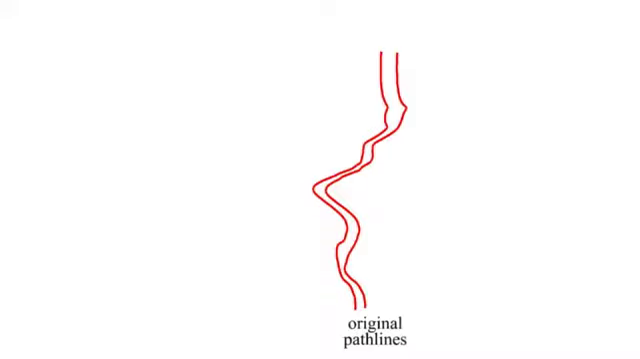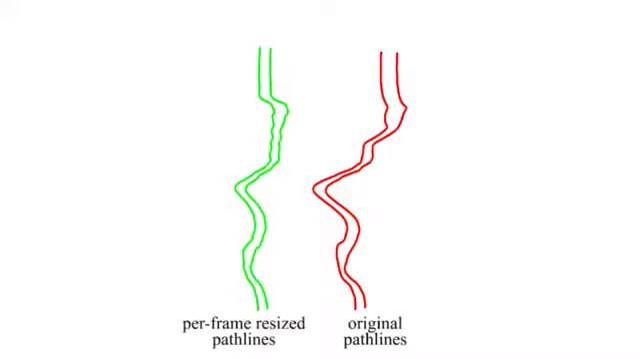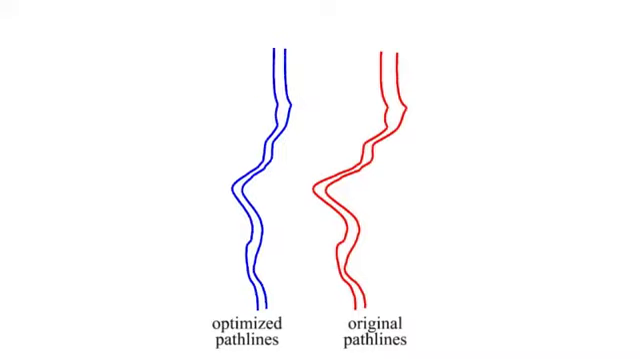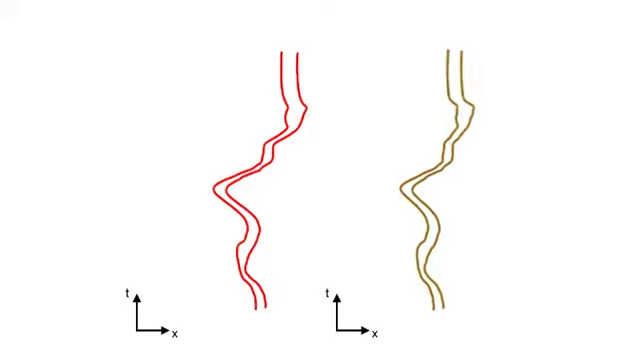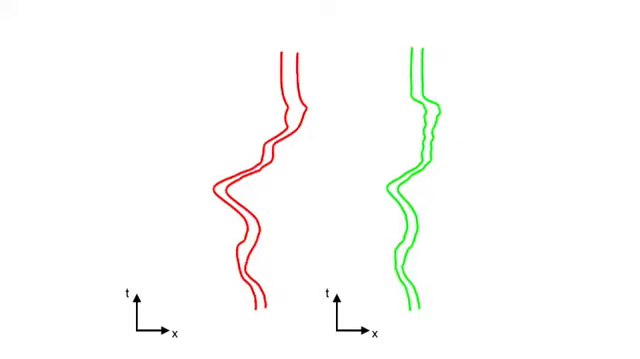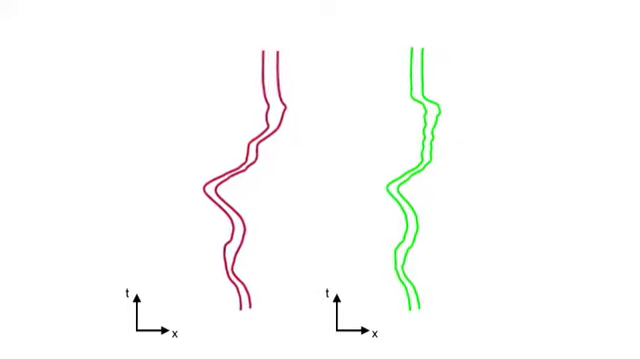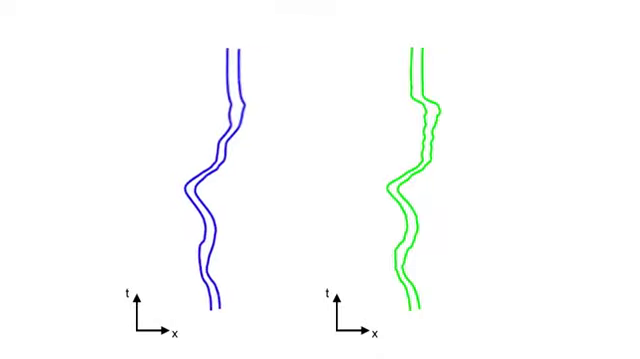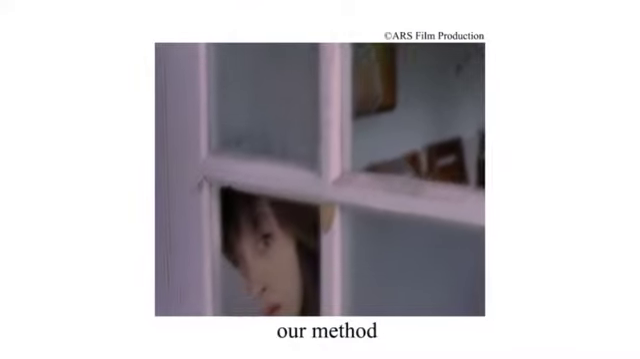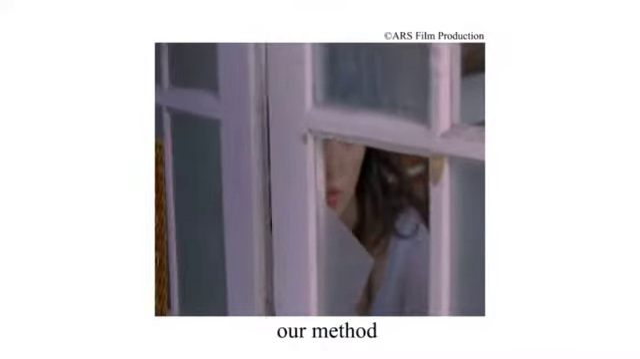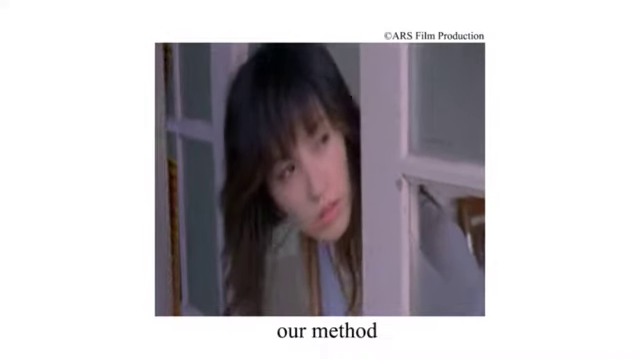Here, we show the original trajectories in red, the per-frame resized path lines in green, and the optimized path lines in blue. For visualization purposes, the path lines are projected onto the XT plane. As we can see, the offsets between the green path lines are transformed inconsistently, which leads to waving in the resized video. In contrast, our optimized path lines in blue do not have this problem. After the optimized path lines are obtained, they serve as guides to a second pass of per-frame resizing and help achieve a temporally coherent final result.